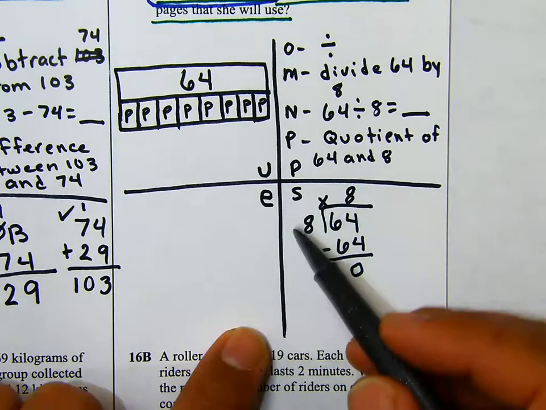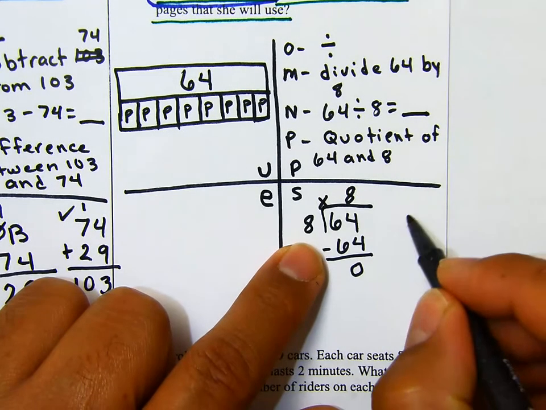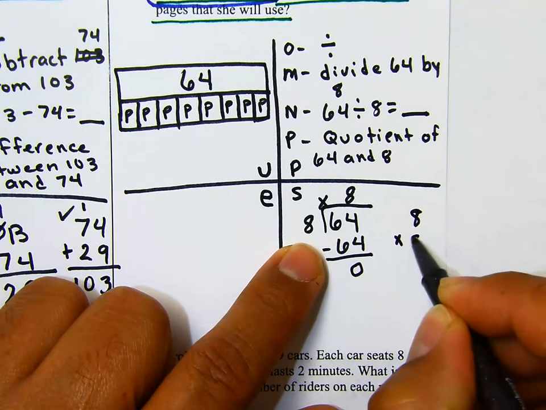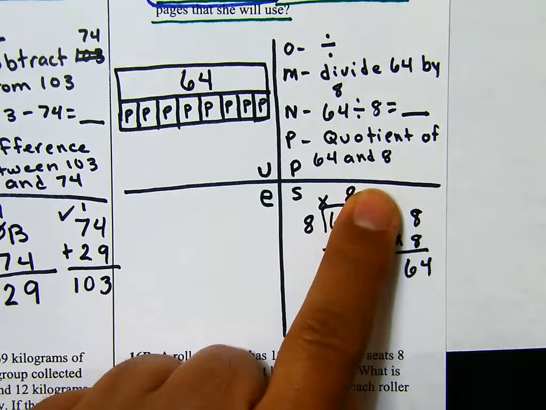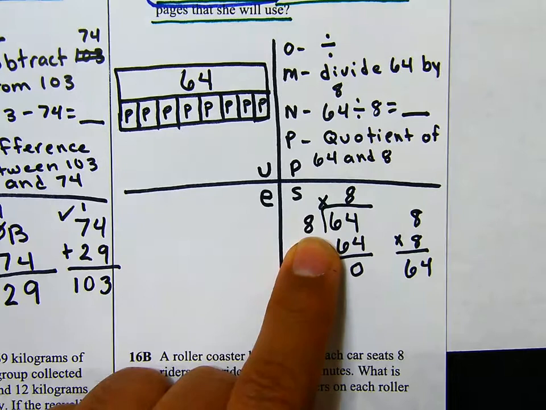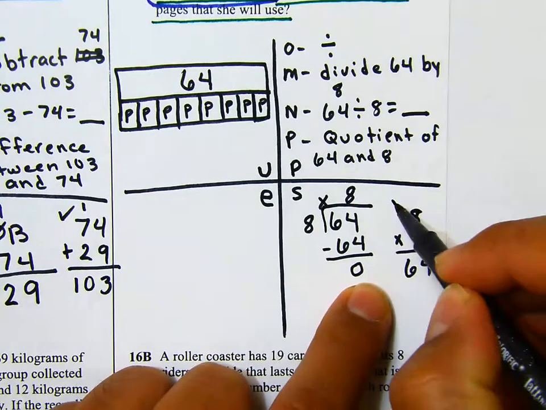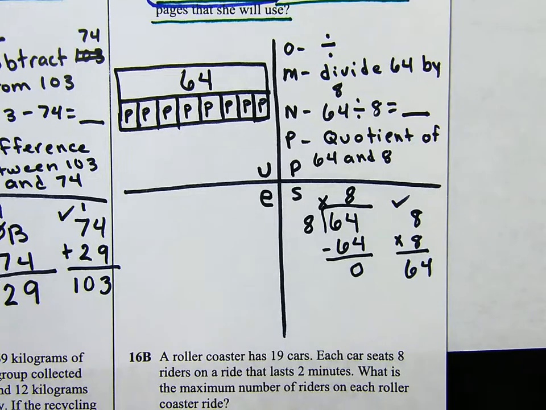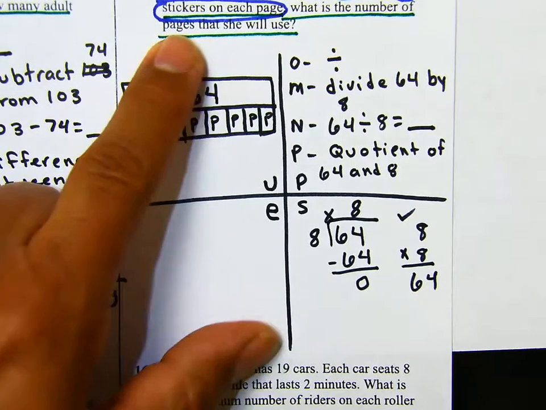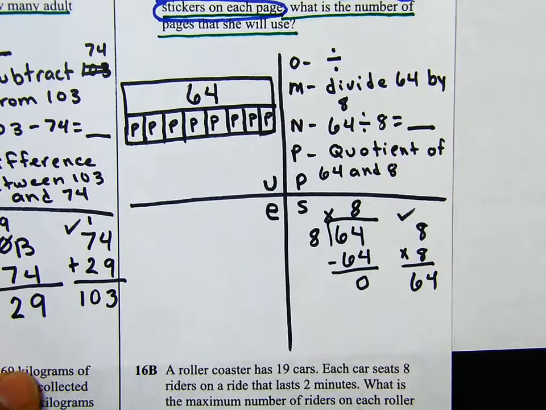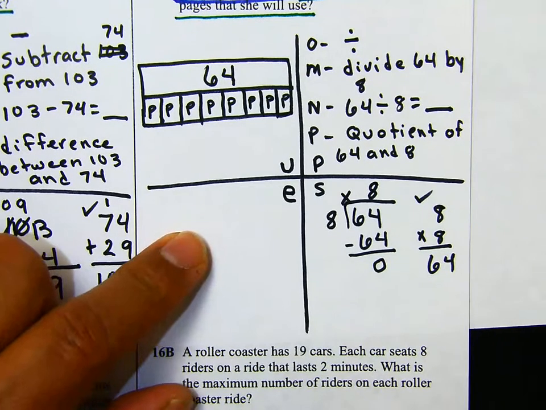If I wanted to check if we got that answer correct, I can multiply 8 times 8. That gives me 64. So my quotient and my divisor, if I multiply them, that gives me my dividend. So 8 times 8 is 64. So that checks out. All right, so we wanted to know the number of pages that she will use to fit those 64 stickers. So now we do the evaluate.